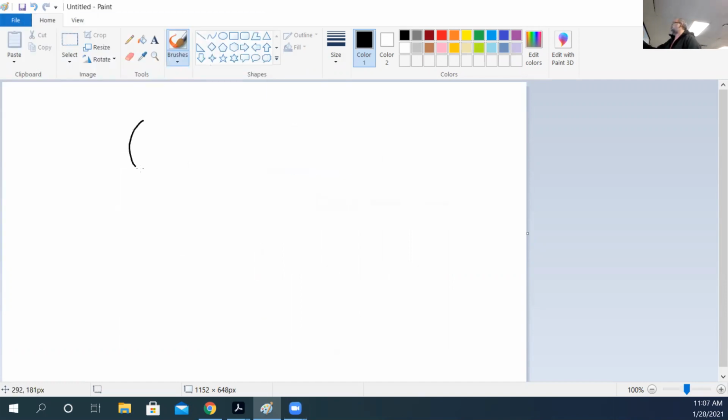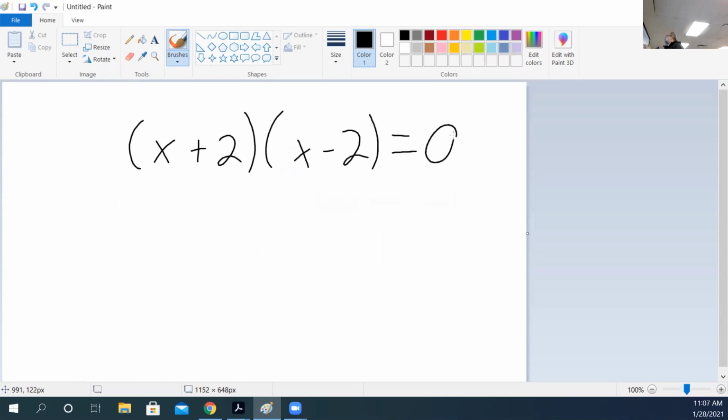So for example, we've got x plus 2 times x minus 2 is equal to 0. The nice thing about it, it's already factored for you, so you just split it out. You're going to set x plus 2 equal to 0, then x minus 2 equal to 0. And now you can just solve.